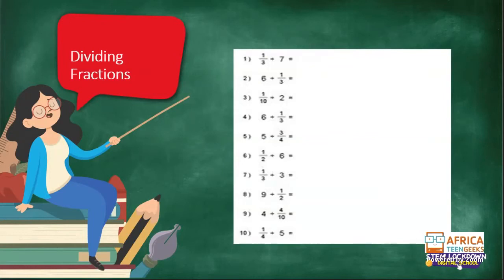Alright, so we're looking at the last one, number 5. So we have 5 divided by 3 over 4. So automatically 5 is 5 over 1. You multiply by 4 over 3. So 5 multiplied by 4, that's 20. And 1 multiplied by 3, that's 3. So you have 20 over 3.